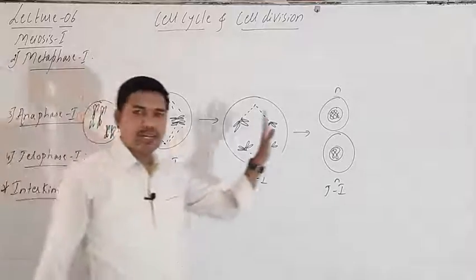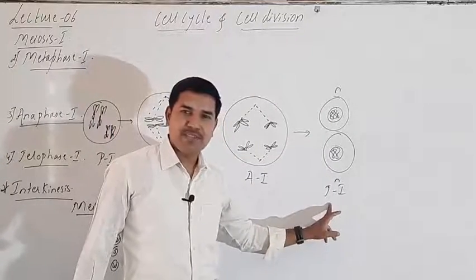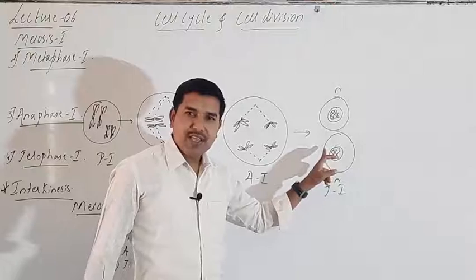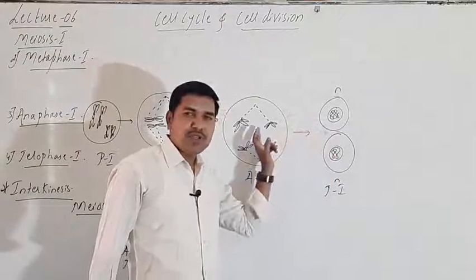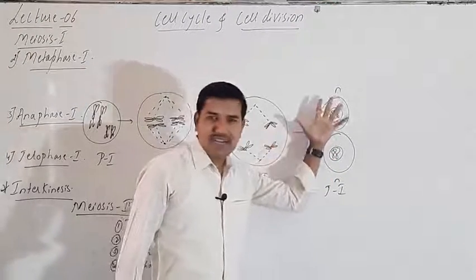During meiosis 1, when it reaches the telophase 1 stage, during this telophase the chromosomes which are condensed will become decondensed.